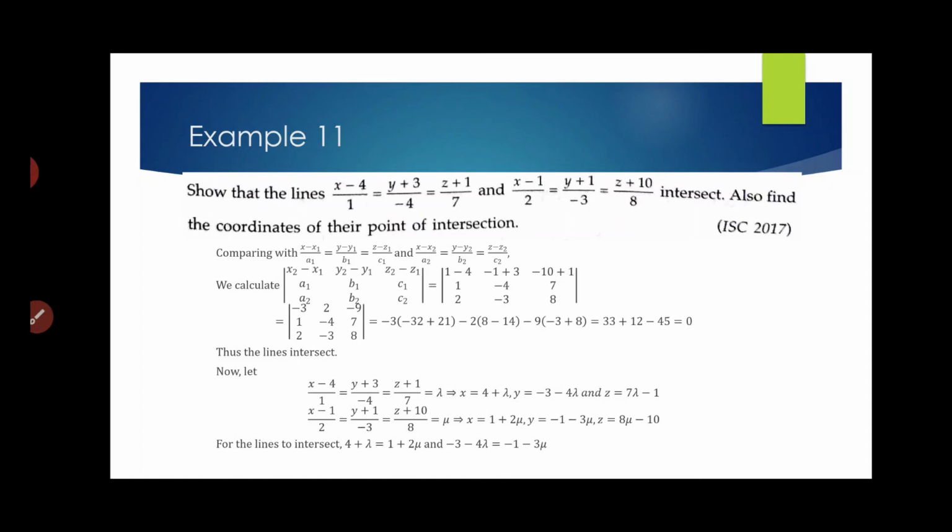So now, obviously, for the point of intersection, the point has to be common in both cases. Therefore, 4 plus lambda has to be equal to 1 plus 2 mu, and minus 3 minus 4 lambda has to be equal to minus 1 minus 3 mu. So that gives me two separate equations in terms of lambda and mu. Let us solve them simultaneously. After solving them, I get the value of lambda as 1 and the value of mu as 2. Put it in either of the two equations and I get the point of intersection as 5, minus 7, 6.